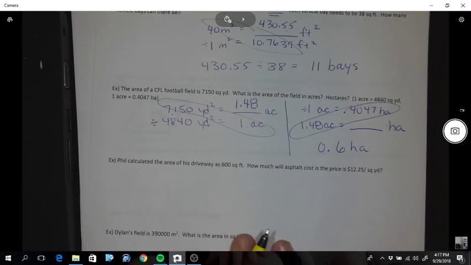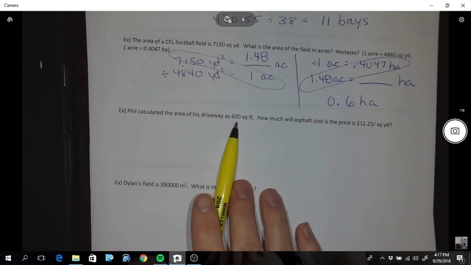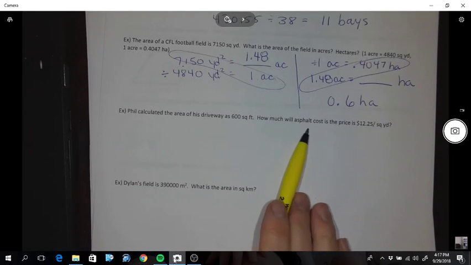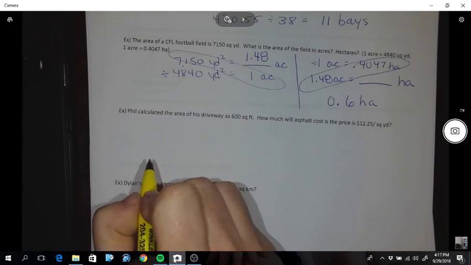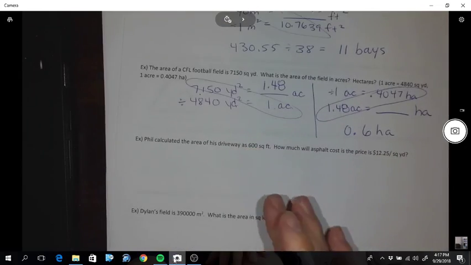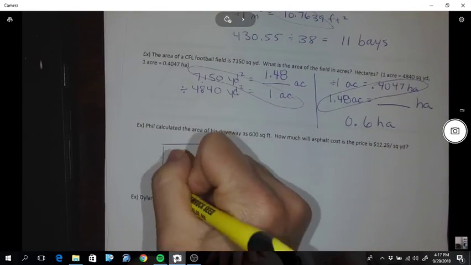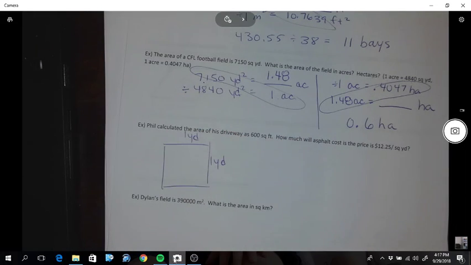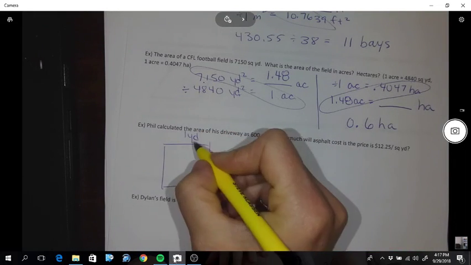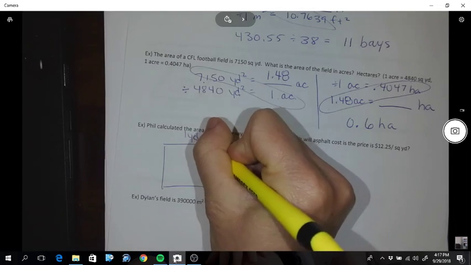Next question. Phil calculated the area of his driveway to be 600 square feet. How much will he spend on asphalt if this is the cost per square yard? Okay, this time I'm not giving you that. So we're going to think about what do we know about a yard and a feet. So here's 1 yard squared. 1 yard is 3 feet.